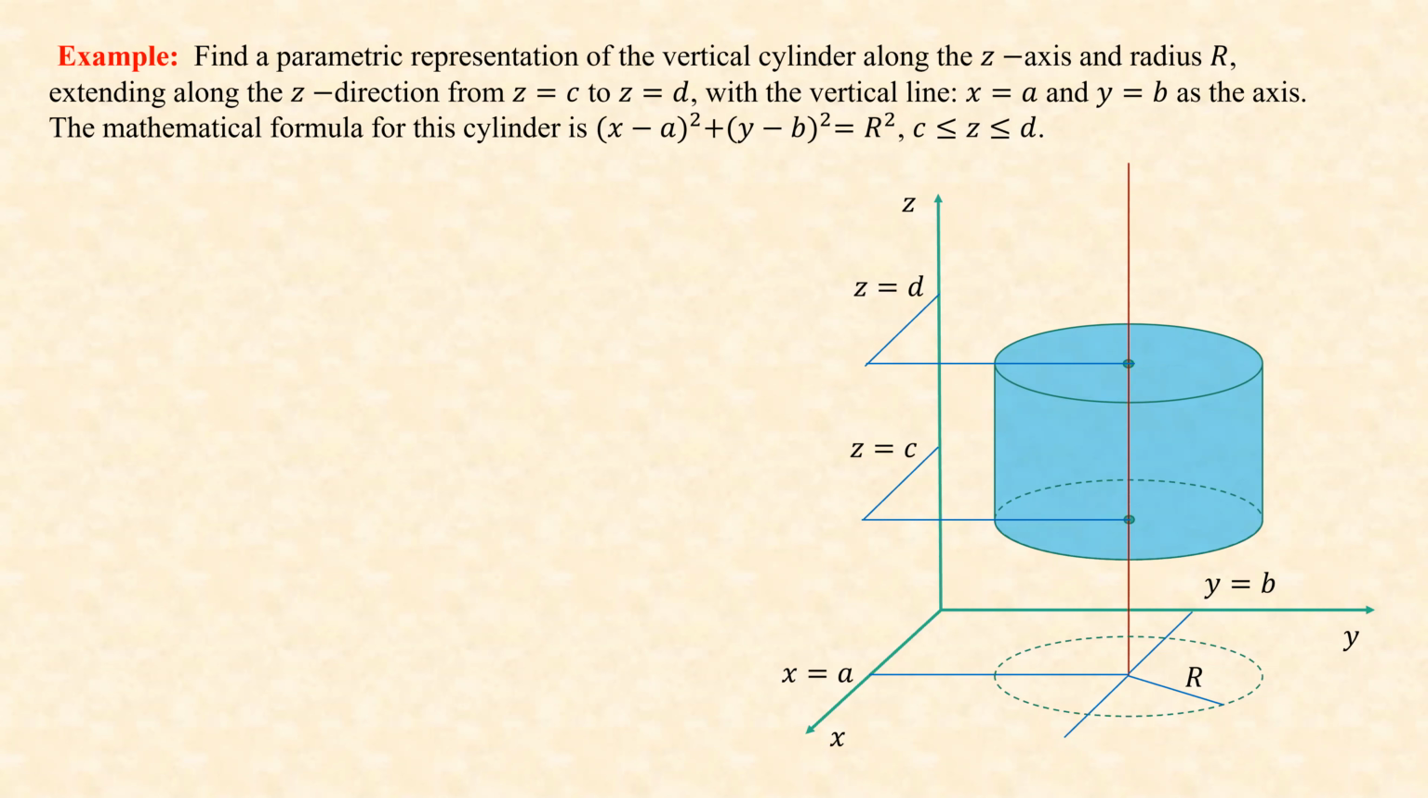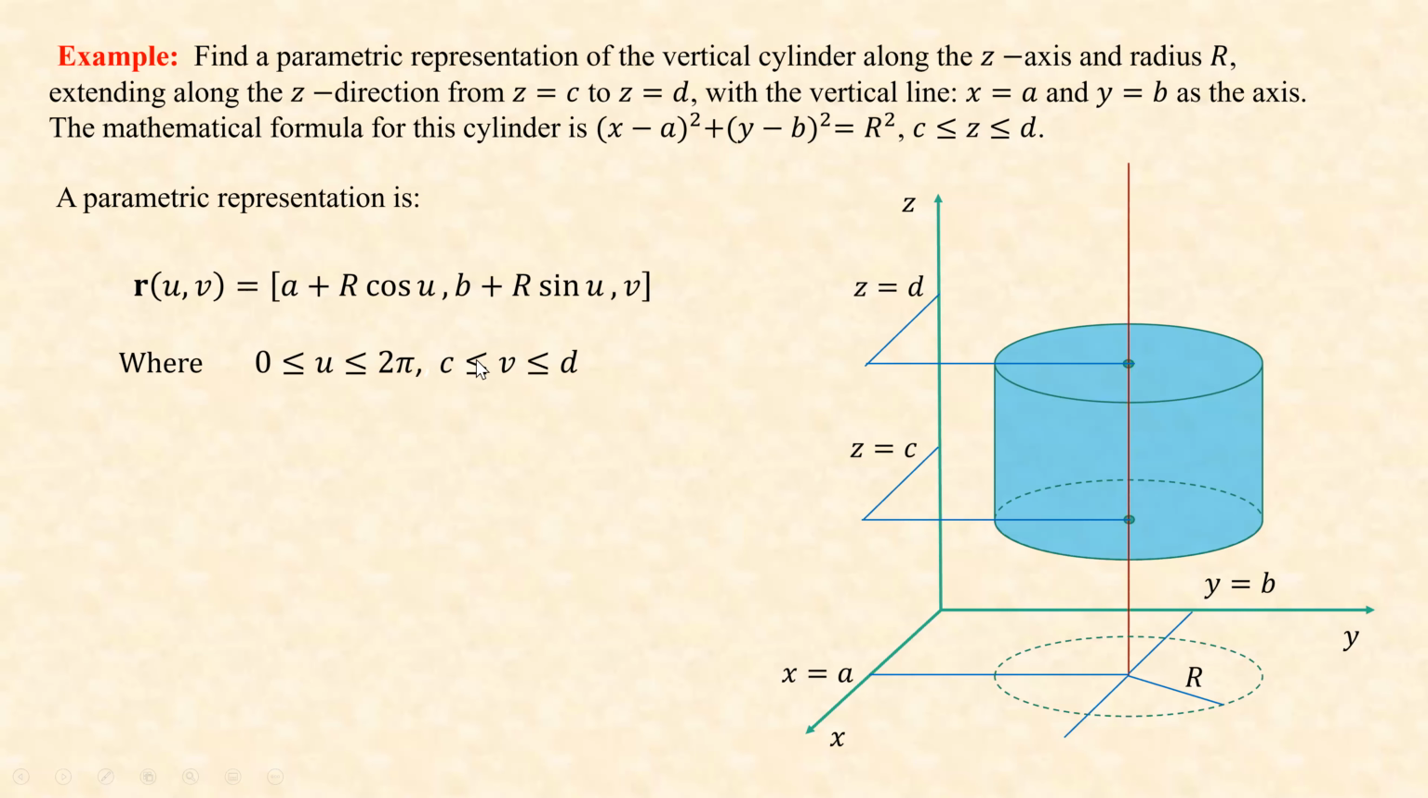One way we can parameterize this is by first finding out above which point on this circle the point is that is on the cylinder, and then what is the height of that point. So we can do that this way. We say parameters u and v. u is the angle that this point makes with the x-axis from the center, of course. You see, a plus r cosine u, b plus r sine u. This is the parametrization of this circle, as we learned before.